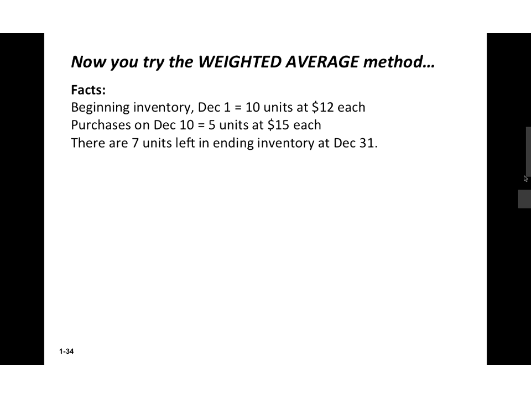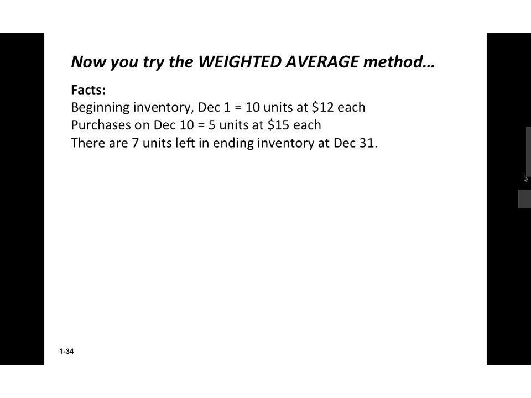So the facts, these are given to you. The beginning inventory is 10 units at $12 each. You may, on the side, want to note that 10 times 12 is 120. Usually we'll use that later. That's not an answer, but it's part of an answer. Purchases, we purchased 5 units at $15 each. Just as a note, you want to do 5 times 15 is 75. Just note that later. Okay? And there's 7 units left in ending inventory. Okay, so that's the information we're given.